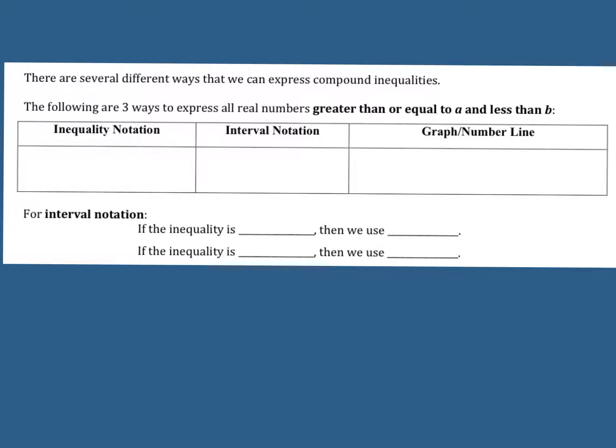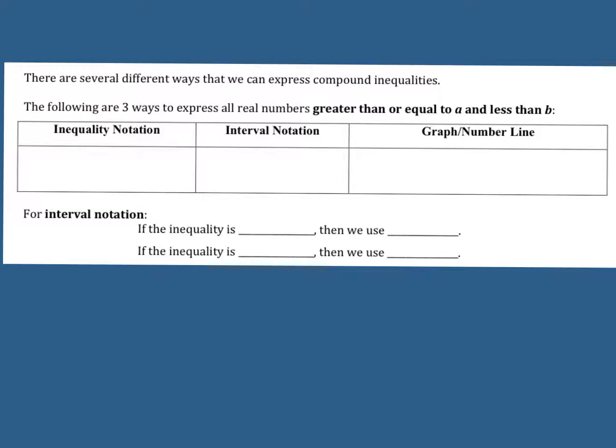Now there are several different ways that we can write or express compound inequalities. So we can write them in inequality notation, which is what we just looked at, interval notation, and we also looked at the graph. So the really only new one is going to be interval notation. So we're going to use A and B, and they're going to be our two number values. So we could write an inequality saying that this number, I'm just going to choose x for my variable, is greater than or equal to A and less than B.